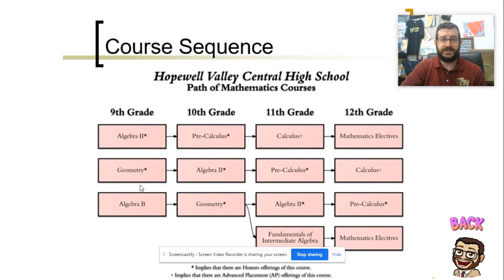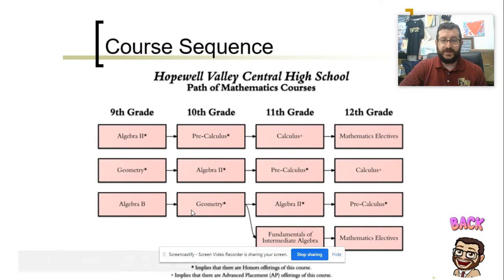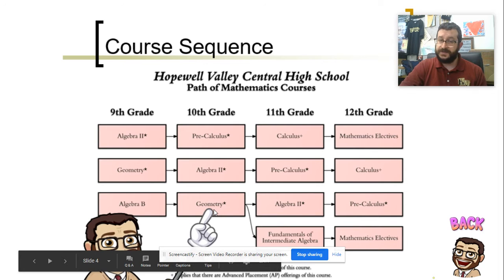Let's take a look at this that I have clipped to the board. This is the course sequence. Most of the parents here are parents of a 9th grade student. So instead of Algebra B, it's called Algebra 1. We're going to start 9th grade Algebra 1 sophomore year. We're going to move into geometry. So you'll take a full year geometry course.